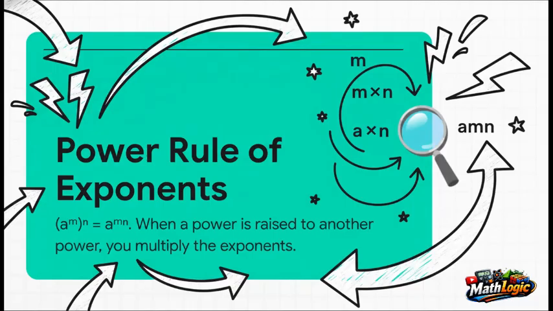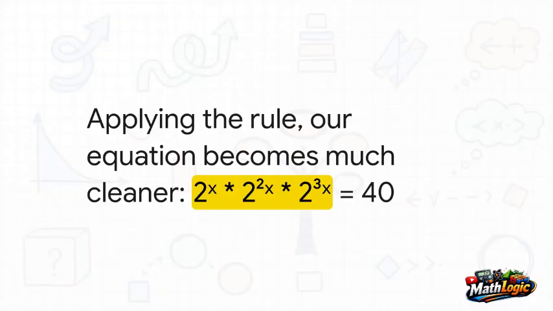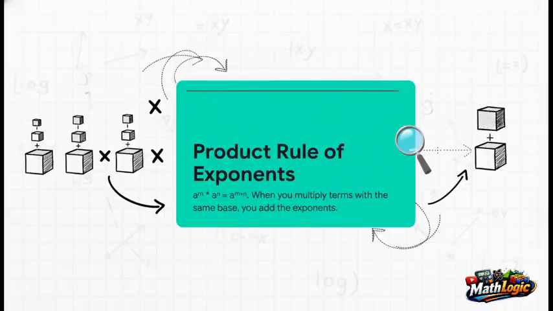Okay, so to deal with those new parentheses, we need to pull our first tool out of the toolbox. It's the power rule of exponents. Super simple, but super powerful. It just says that when you have a power raised to another power, you just multiply them together. So when we apply that rule, watch what happens. The 2 squared to the x becomes 2 to the 2x. The 2 cubed to the x becomes 2 to the 3x. And boom! All those messy parentheses are gone. Much better.